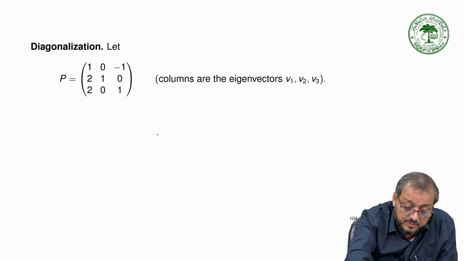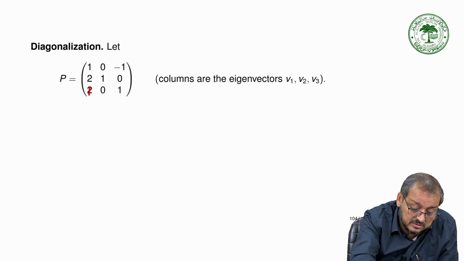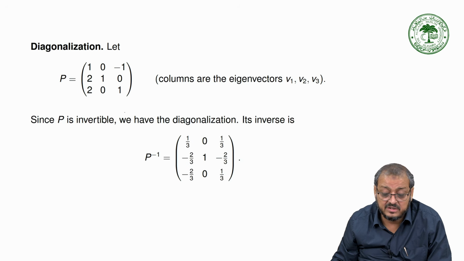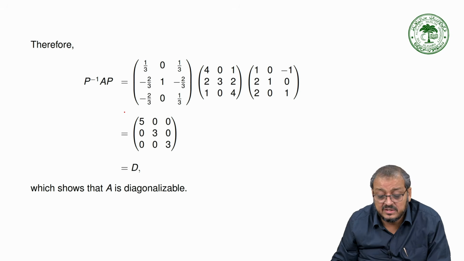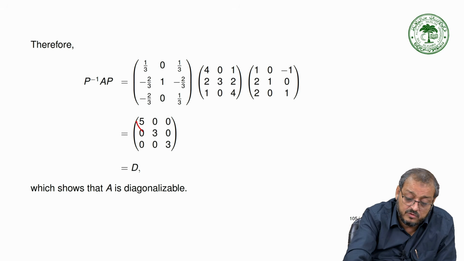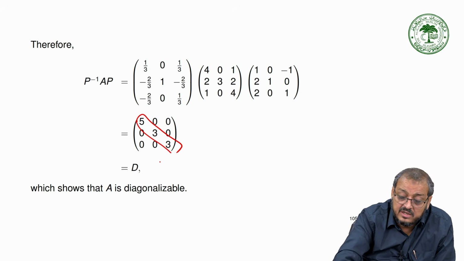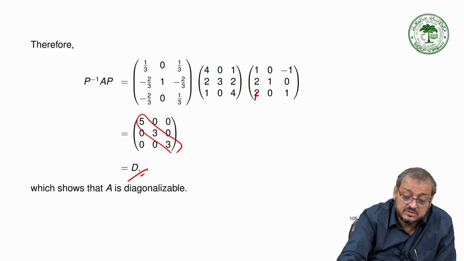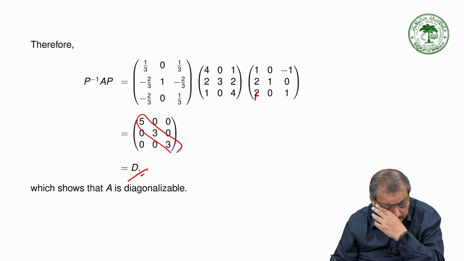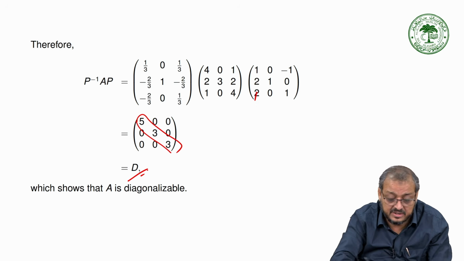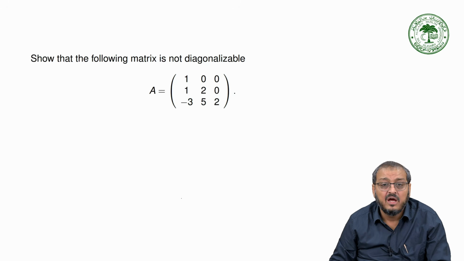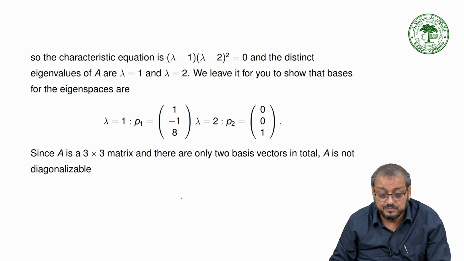So P is equal to 1, 0, 1, 0, minus 1, 0, and then we take the inverse and form the product. Then you can see clearly that you get a diagonal matrix. So we simplify this diagonal matrix, and A is diagonalizable. Otherwise we would say this is not diagonalizable, as I already explained.